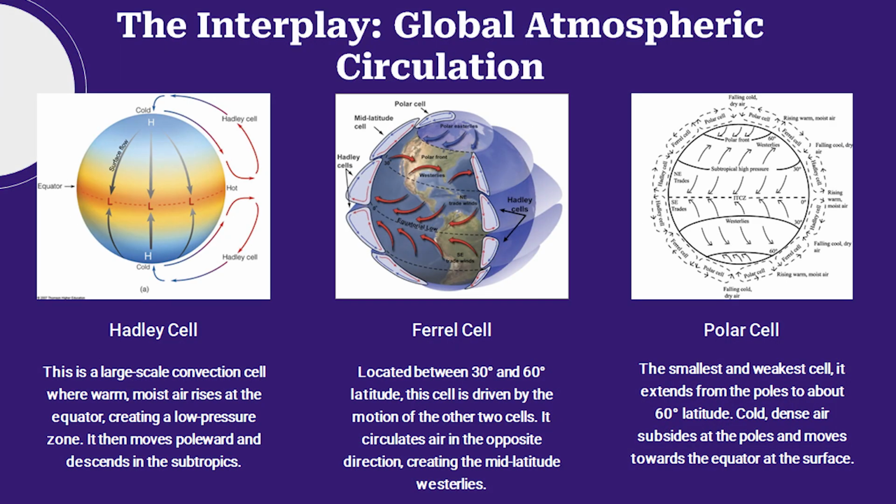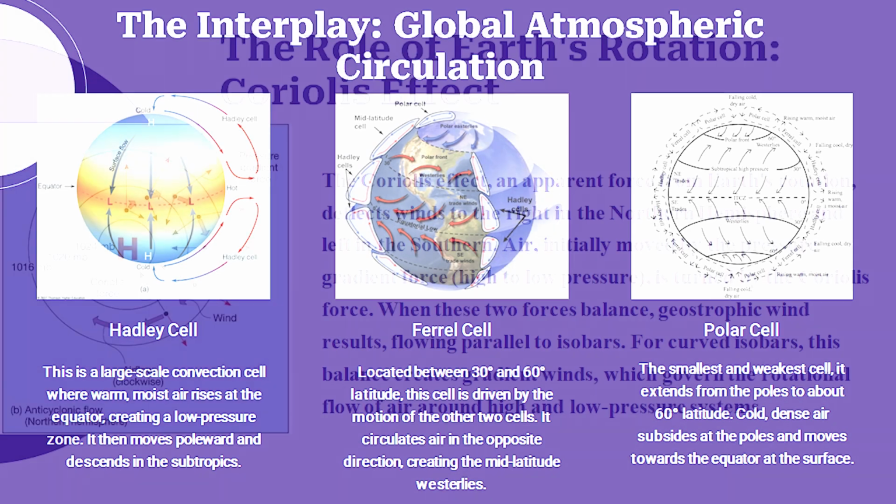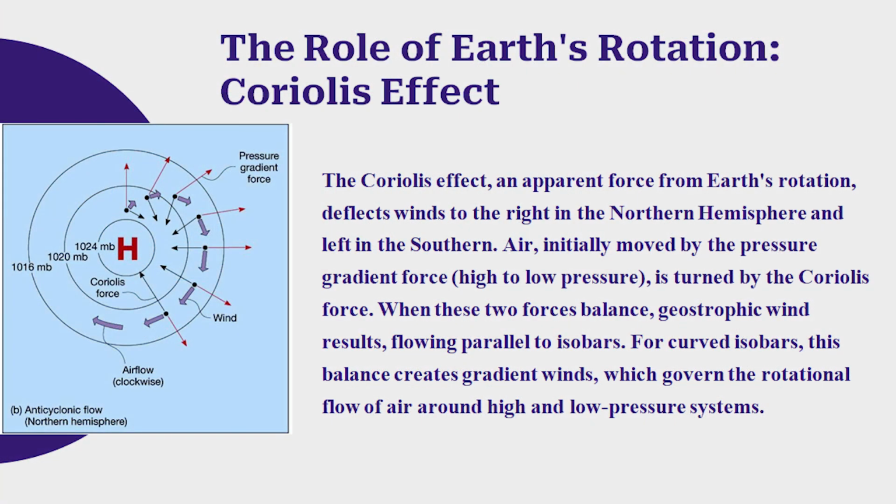Okay, the interplay: global atmospheric circulation. Three cells occur. The first cell is the Hadley cell, the second one is the Ferrel cell, and the third one is the polar cell. The role of Earth rotation. What is the Coriolis effect? The Coriolis effect, an apparent force from the Earth's rotation, deflects wind to the right in the Northern Hemisphere and to the left in the Southern.